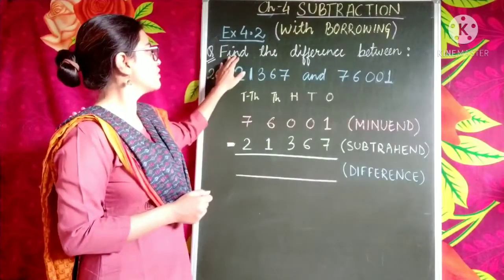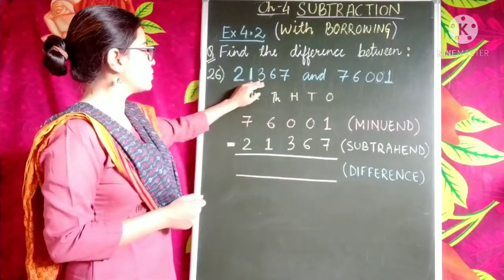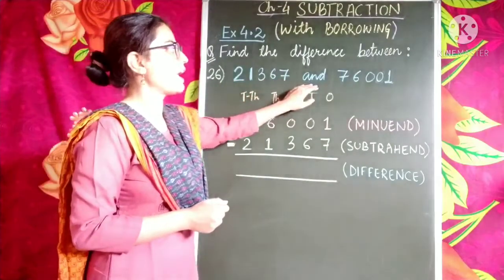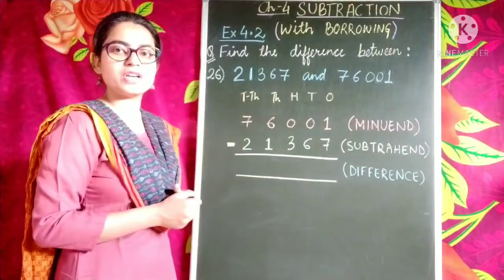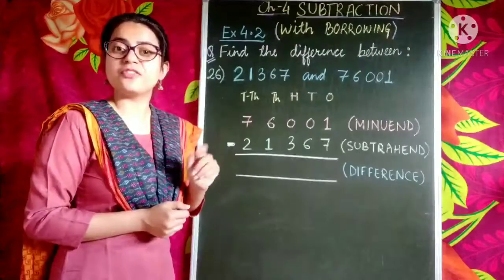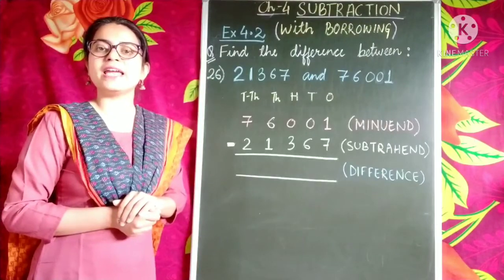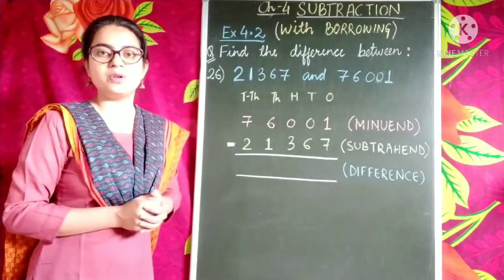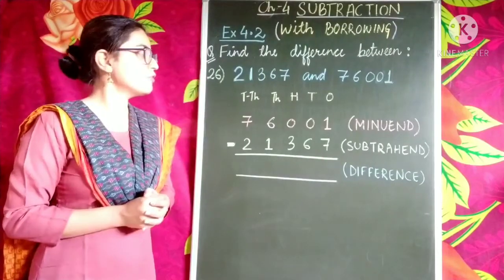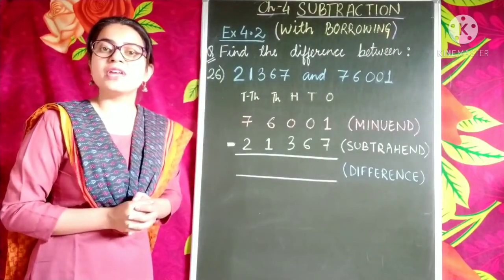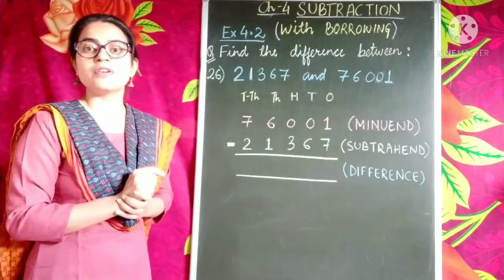The question states, find the difference between 21,367 and 76,001. These are the two numbers which are given and we have to find the difference. Children, in addition, we could write any number on the top and any number below. But in subtraction, we cannot do that. Why? Because here we have to follow a rule. The rule is related with the terms of subtraction.